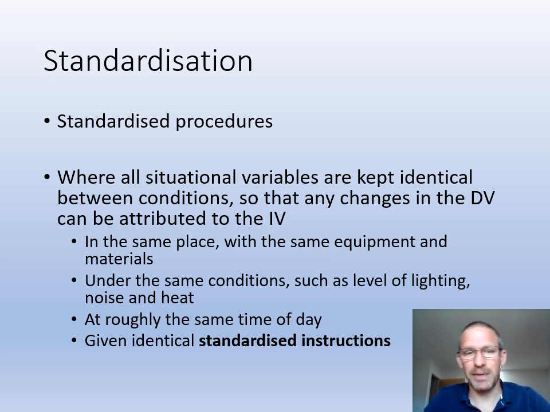So same place, same equipment, same materials. Things like if there's noise in one condition but not in another, that's a big potential extraneous variable there. The lighting, the temperature within the room needs to be consistent. Things that could realistically affect the study. So just don't go too wild, don't get too tenuous with your ideas here. There should be fairly obvious things that you can think need to be consistent.